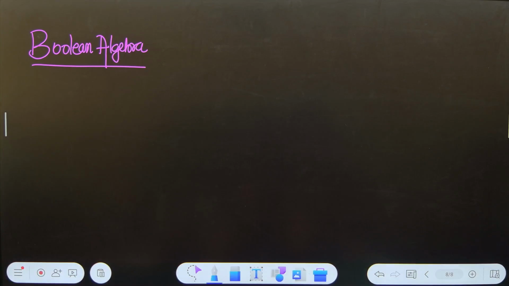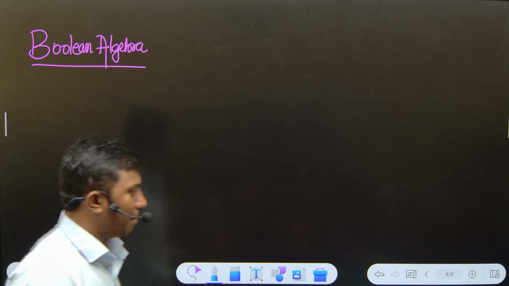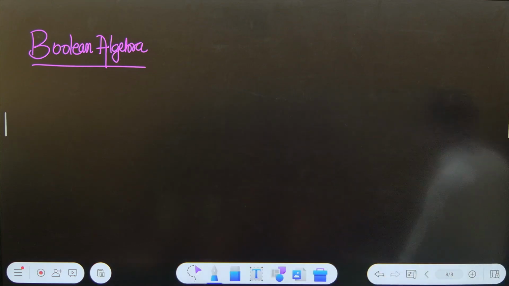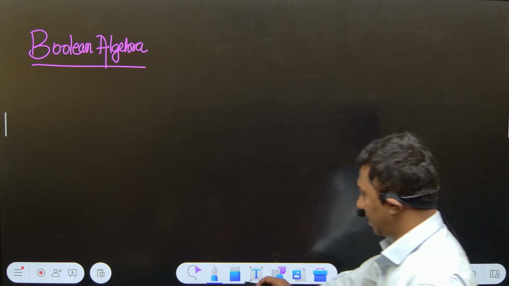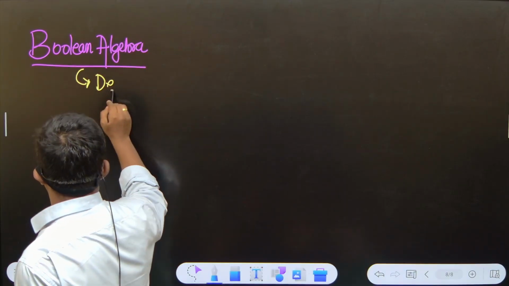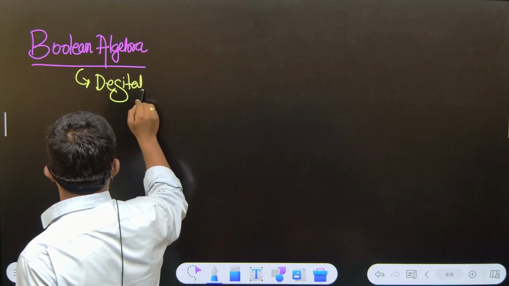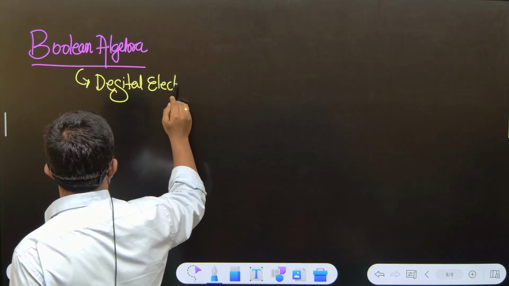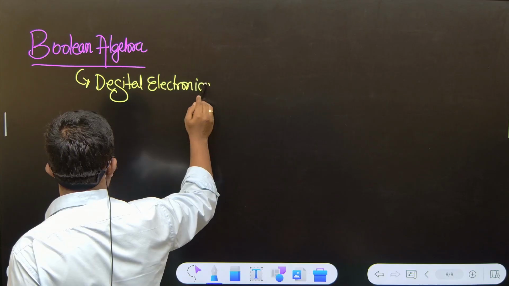Normal algebra, what we use in our mathematics, 2 plus 2 is equal to 4, 4 into 2 is equal to 8. Correct, no? But Boolean algebra works on digital electronics. This is very, very important for you people.